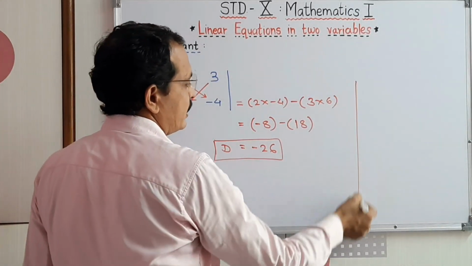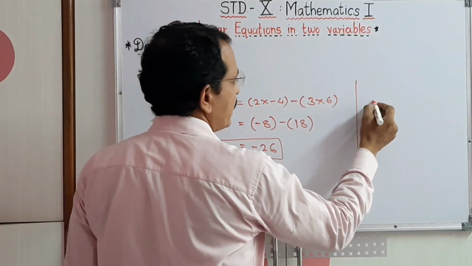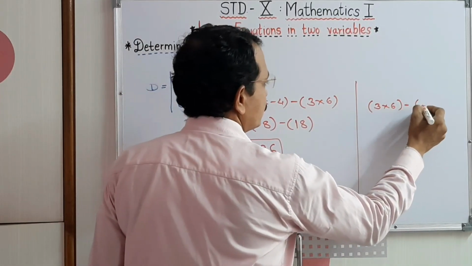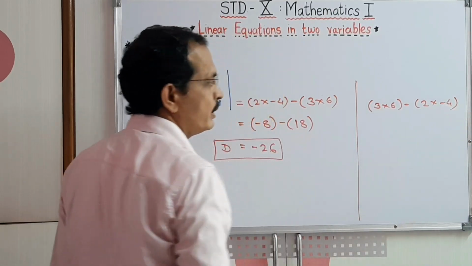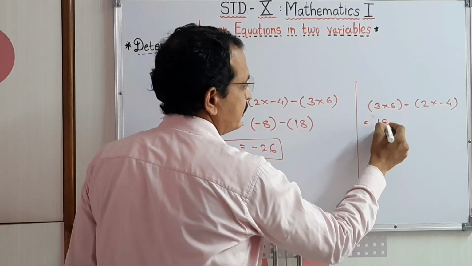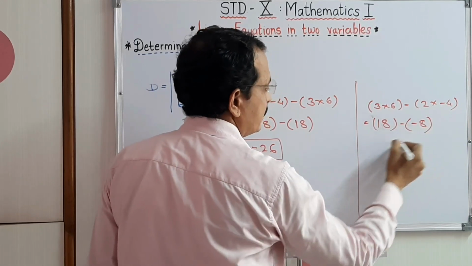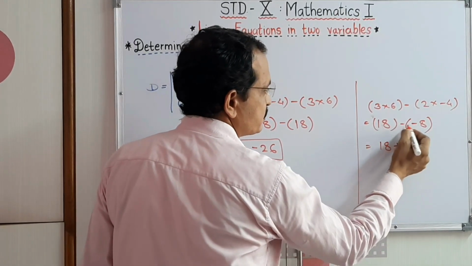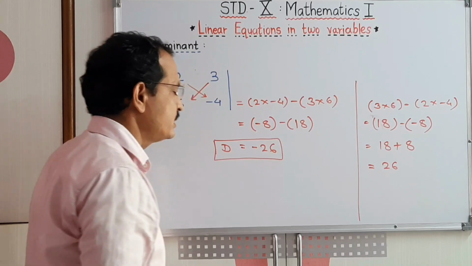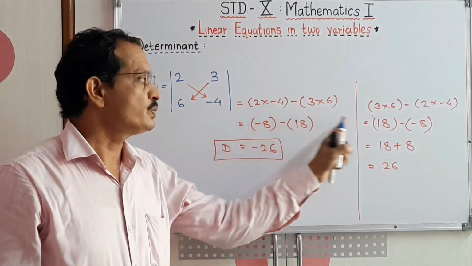Suppose we write it like this. I told you that you have to do 2 into minus 4 first. Suppose we write first the multiplication 3 into 6 minus 2 into minus 4. Then what will happen? It will be 6 threes are 18, minus, 4 twos are minus 8. Then it is 18 plus, because minus minus becomes plus, 8. Therefore it is 26. Now listen here students, the correct answer is minus 26, but if we change the order we get the answer 26.